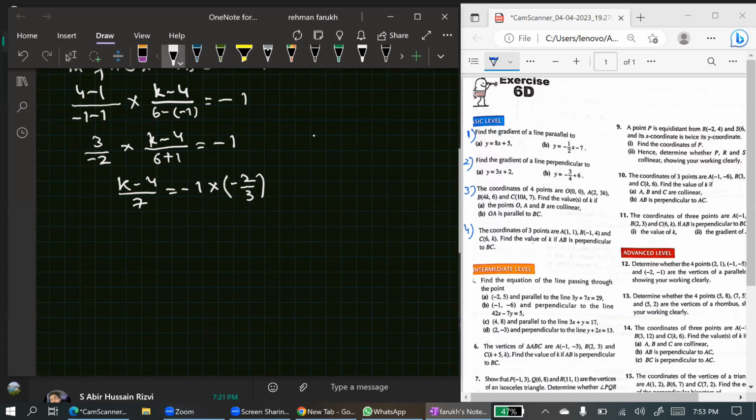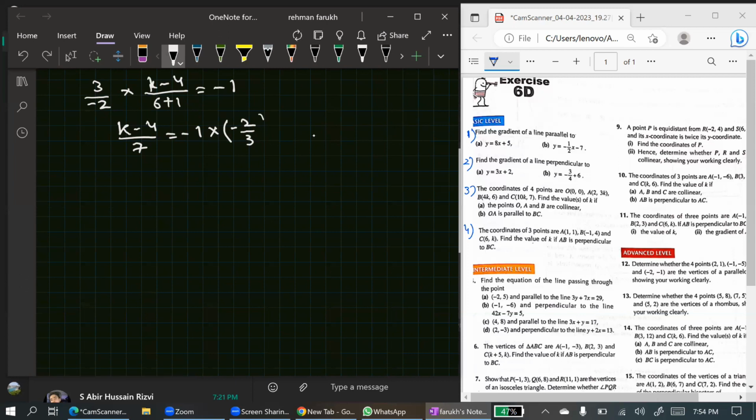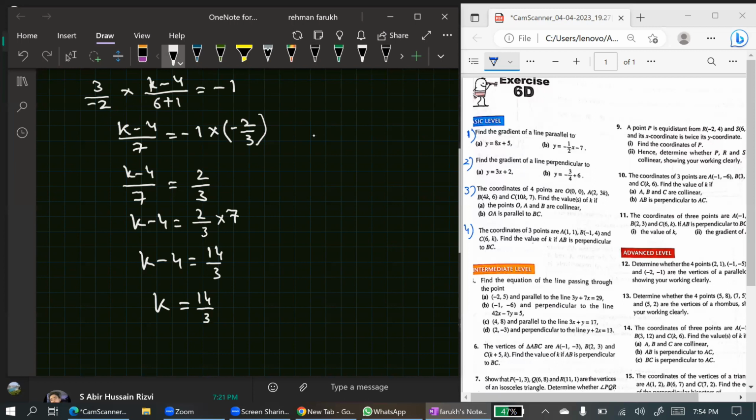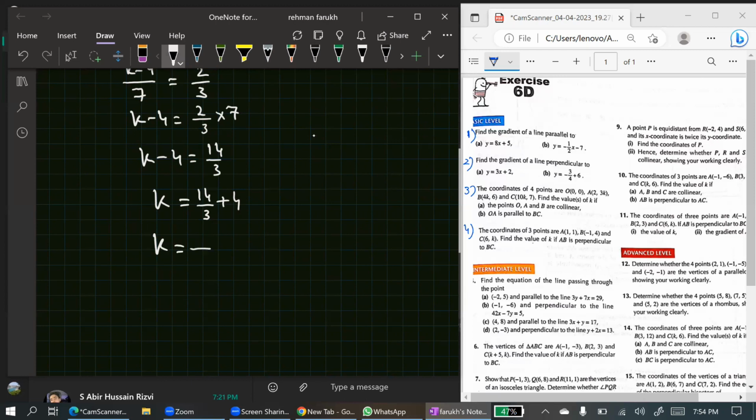With the help of cross multiplication, we will shift minus 3 over 2 to the right hand side. Now k minus 4 over 7 is equal to 2 by 3. K minus 4 is equal to 2 by 3 into 7. K minus 4 is equal to 14 over 3. K is equal to 14 over 3 plus 4, that is 18 over 3.